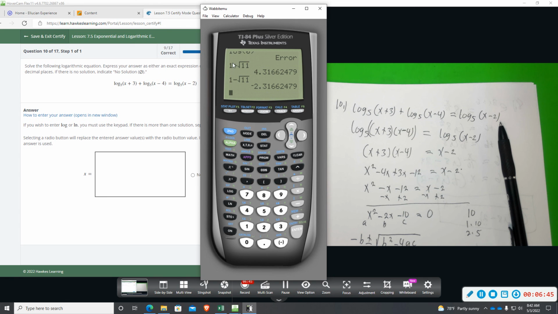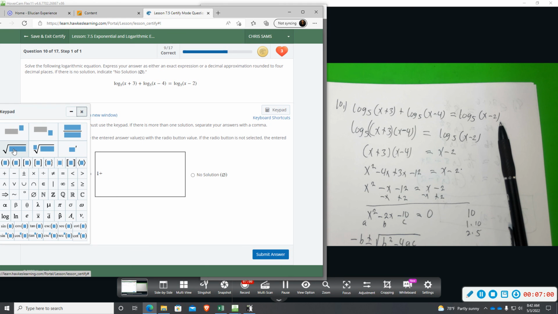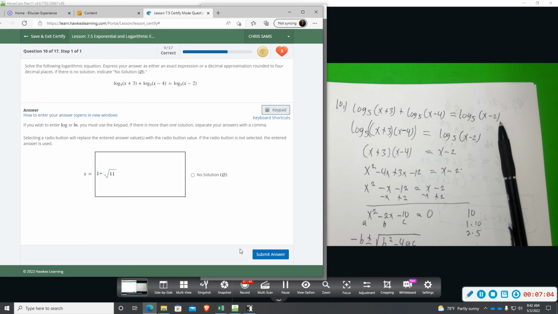So 1 plus the square root of 11 will work, but 1 minus the square root of 11 will not work. So we're going to do 1 plus the square root of 11. That's the only solution that will work of the two.